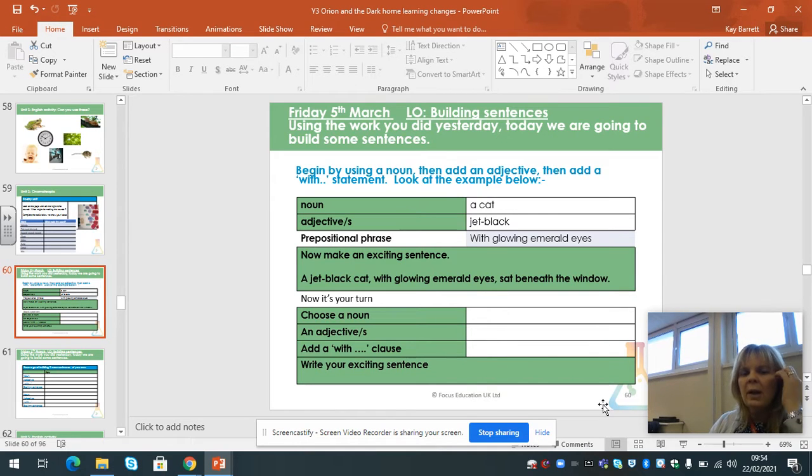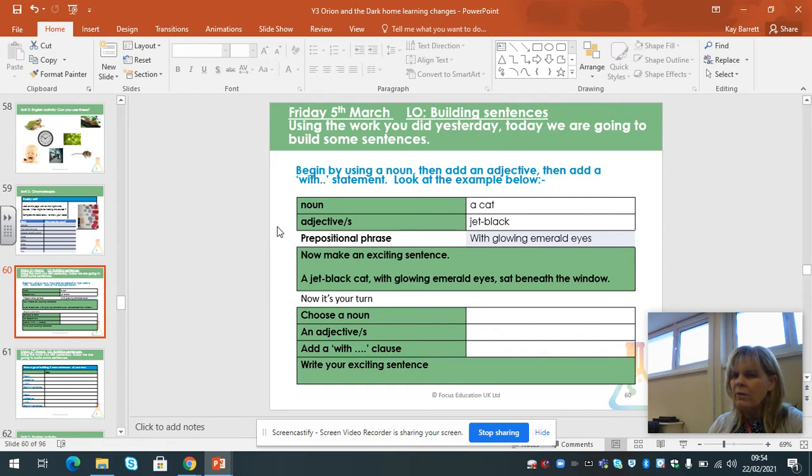So today we're looking at building some sentences. Basically, looking at the picture of the book where Orion is scared of some of the sounds that are coming outside his window, and we did some work on what might have caused those sounds already. We did that in the lesson yesterday. So today we're going to look at building a sentence up about those sounds, what could have made those sounds.